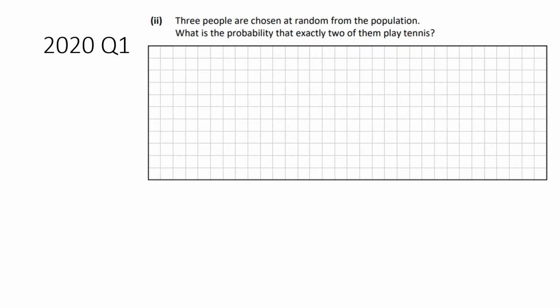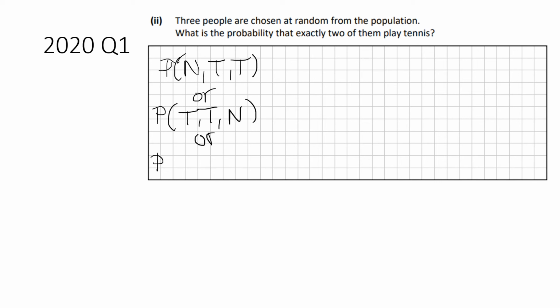Part 2 then, 3 people are chosen at random from the population. What is the probability that exactly 2 of them play tennis? So that means that we have different options to choose from. We can have a person who doesn't play, and then 2 who do. You can have a person who does play, and then 1 who doesn't. Or you can have 1 who does, then 1 who doesn't, and 1 who does.